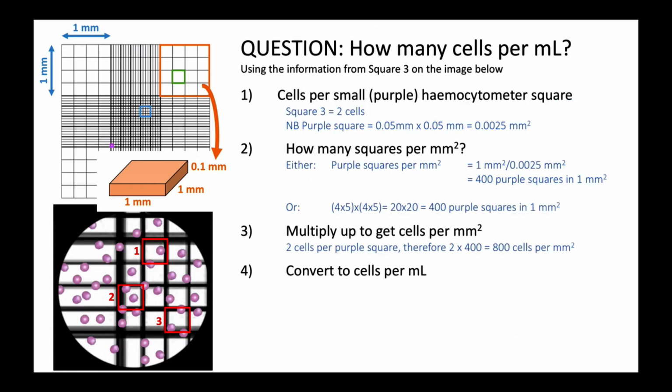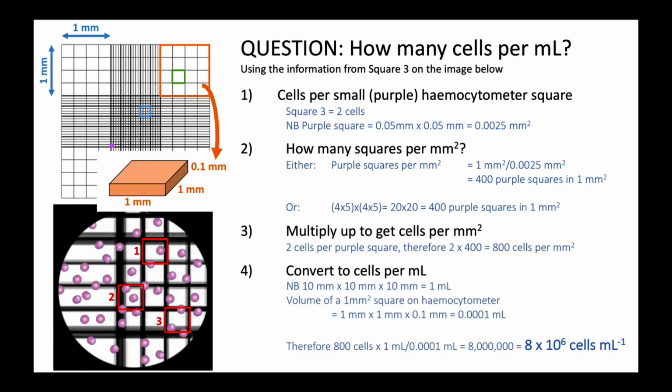Now we just need to get per volume. This is exactly the same as on the previous slide: 1 times 1 times 0.1, so that's 0.001 mil. If we've got 800 cells in this space in the orange square, that actually represents a volume of 0.001 mil. So that means we've got 800 times 1,000 equals 800,000 cells, which we can also write as 8 times 10 to the 5 cells per millilitre.